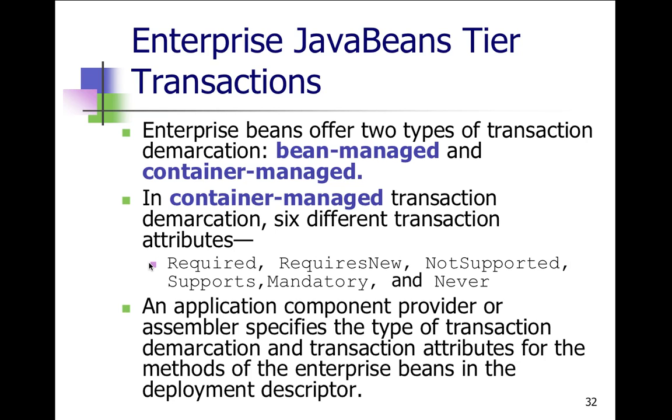The container managed transaction demarcation, there's 6 different transaction attributes associated with it. And we've got, this is required. This requires new. This is not supported. Supports, mandatory, never. All sorts of different attributes that we can put on different pieces in terms of the transaction. The application component provider or assembler specifies the type of transaction demarcation, the transaction attributes for each one of the methods of the enterprise bean in the deployment descriptor.